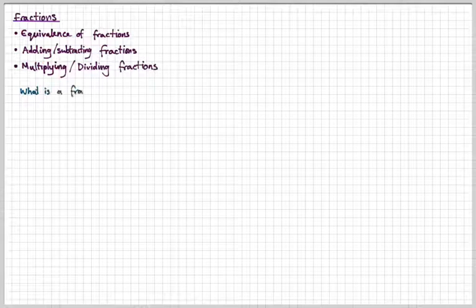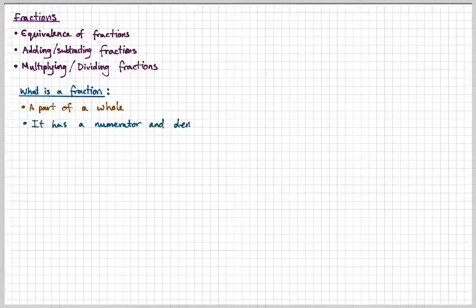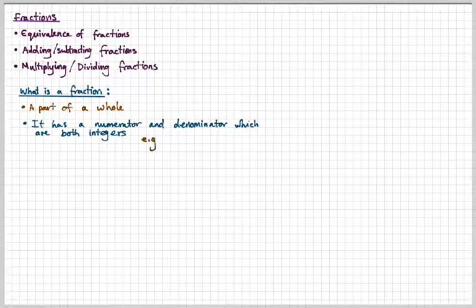Okay, so what is a fraction to start with? Maybe you should think about what a fraction is. A fraction is a part of a whole, okay? It has a numerator and a denominator. The numerator and denominator are both integers. They're both whole numbers. So examples: 3 over 4.